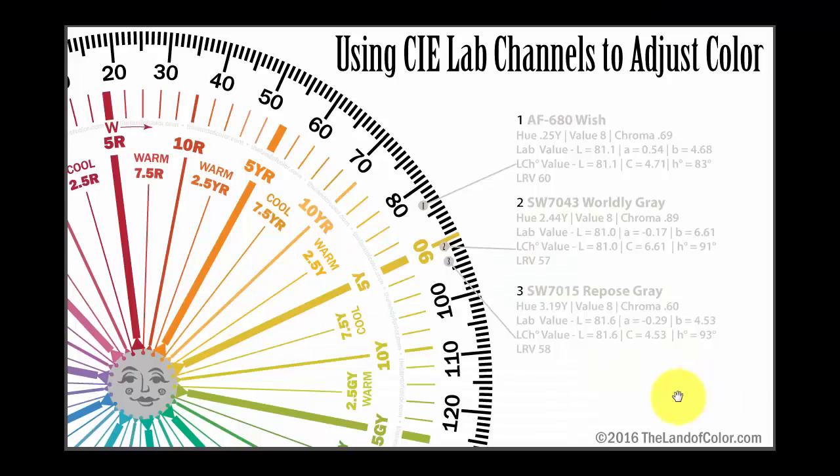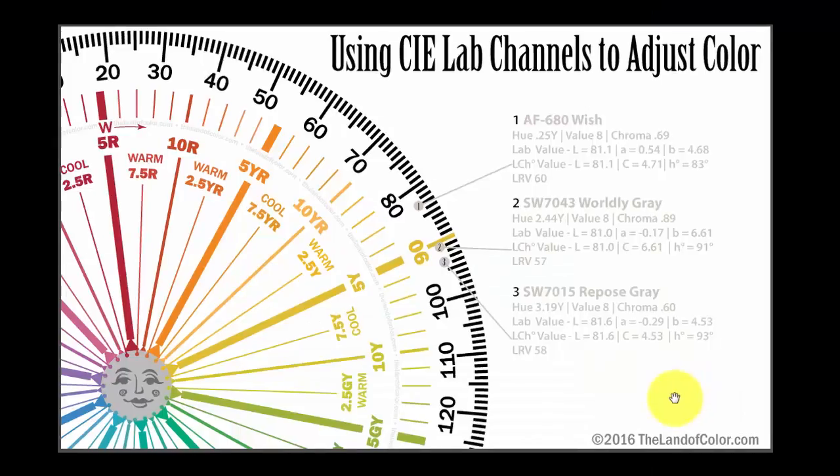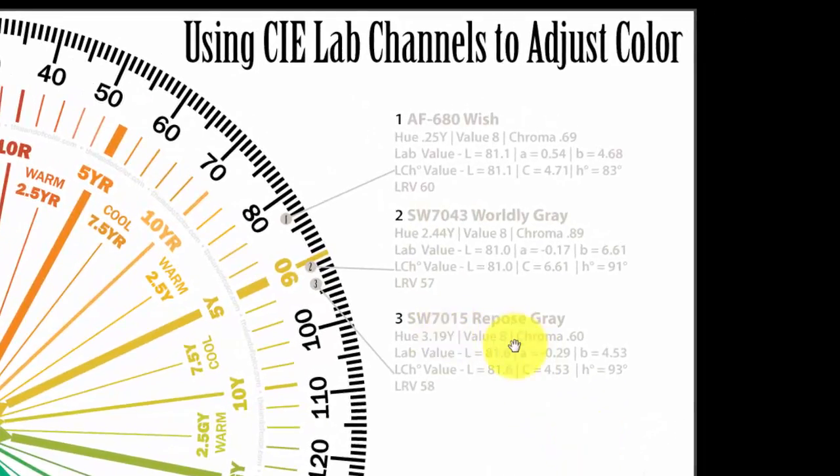So here are the colors plotted out on the Color Strategist wheel. Repose Gray is the color that we started out with. And if you recall, the first thing I did was I changed the A channel from a negative to a positive, and the result that I got then on Easy RGB gave me Wish. And so we went from here on the color wheel up to here. So it was indeed a much warmer color. It wasn't quite as cool as Repose Gray.